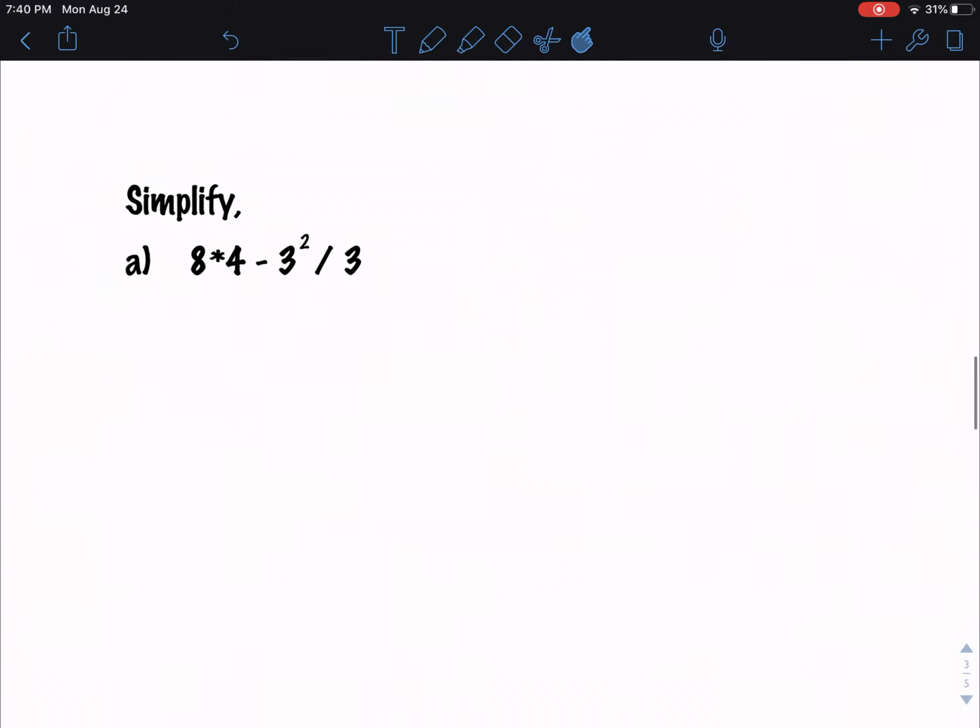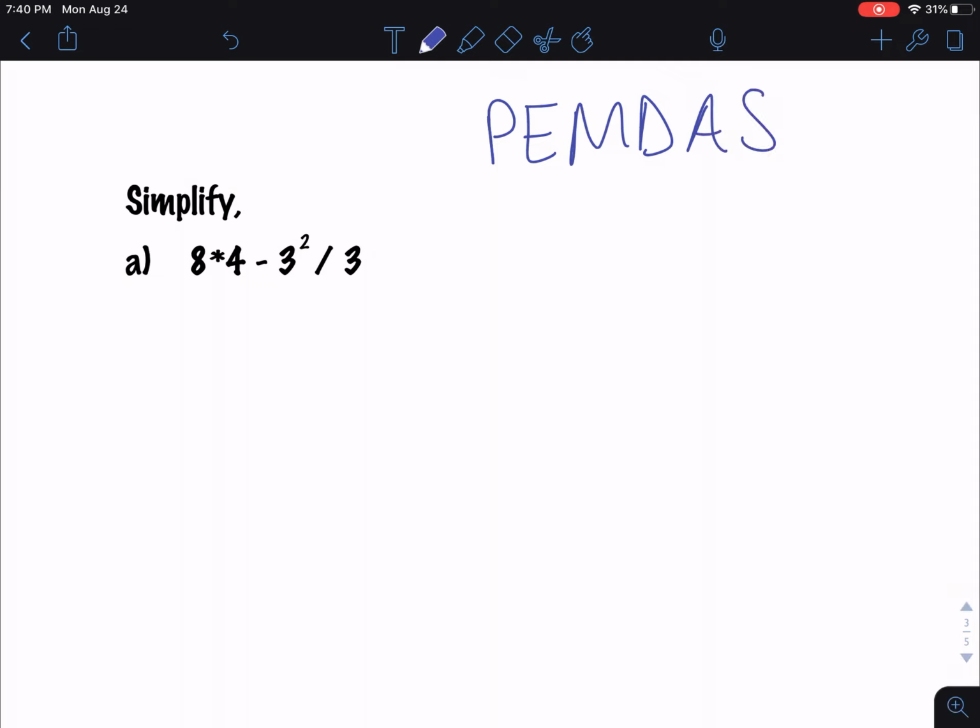In this numerical expression, I do not have any parentheses. So I move on to the next part of order of operations, which would be E, exponents. 3 squared is the same thing as 3 times 3, or 9.